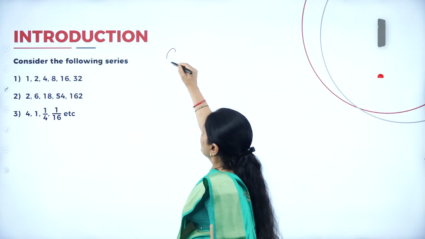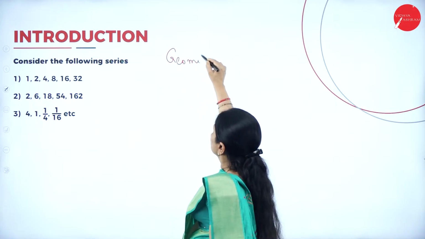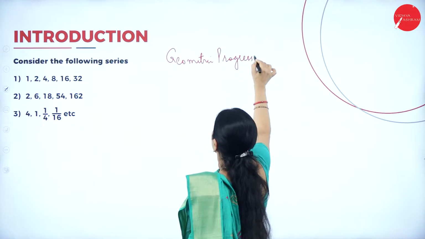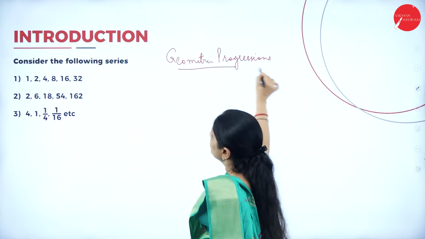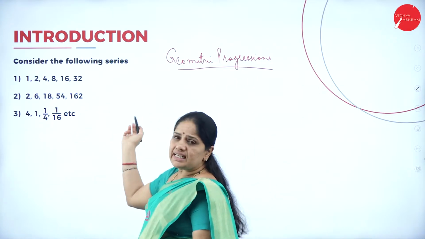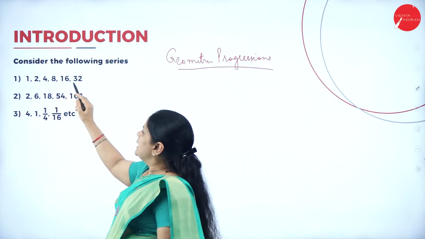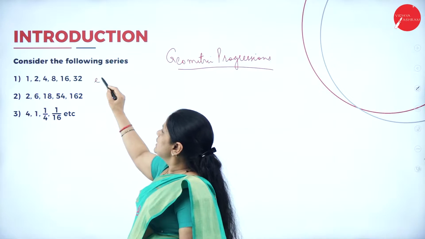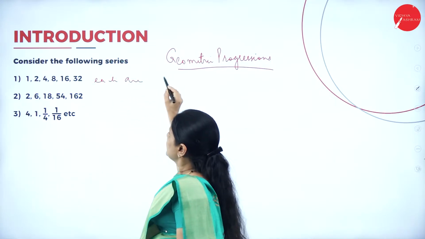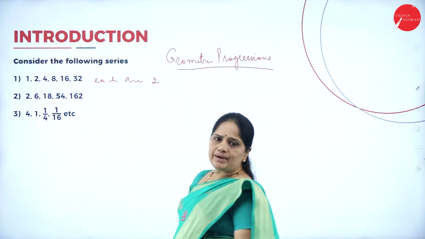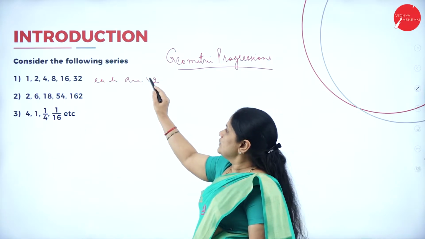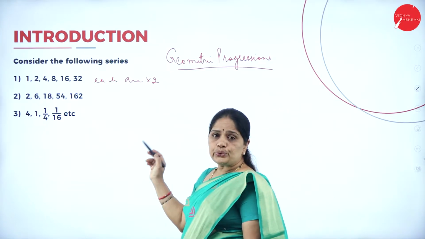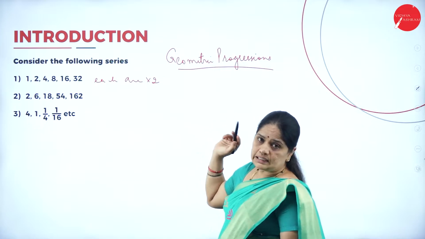So in this session, we will be having a discussion on what are geometric progressions. Let us see here, there is a series of numbers 1, 2, 4, 8, 16, 32. So what is common here? Each of them is multiplied by 2. 1 into 2 is 2, 2 into 2 is 4, 4 into 2 is 8, 8 into 2 is 16, 16 into 2 is 32.